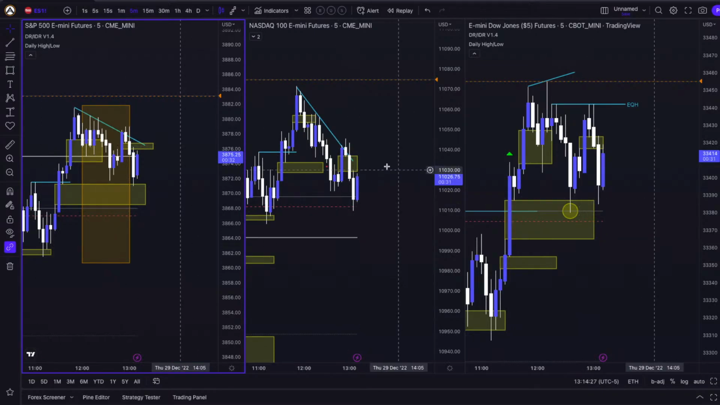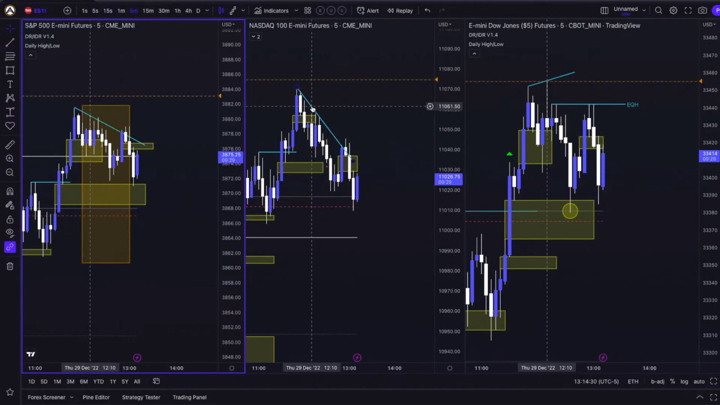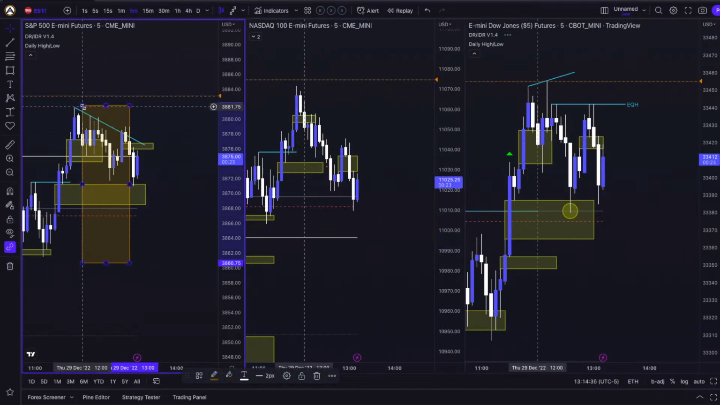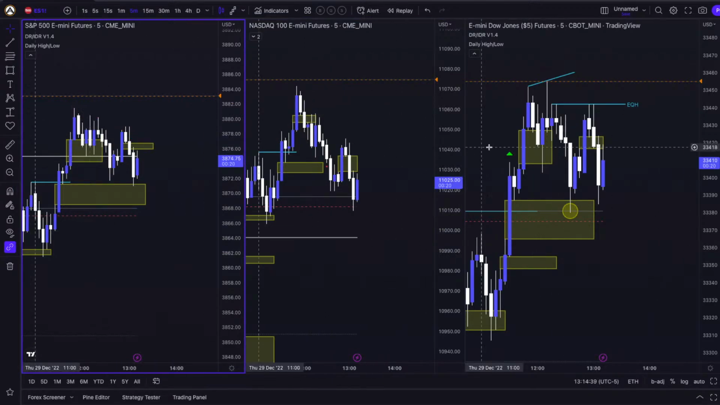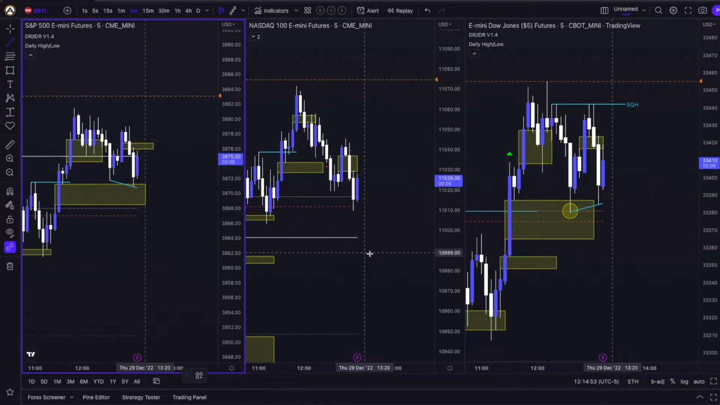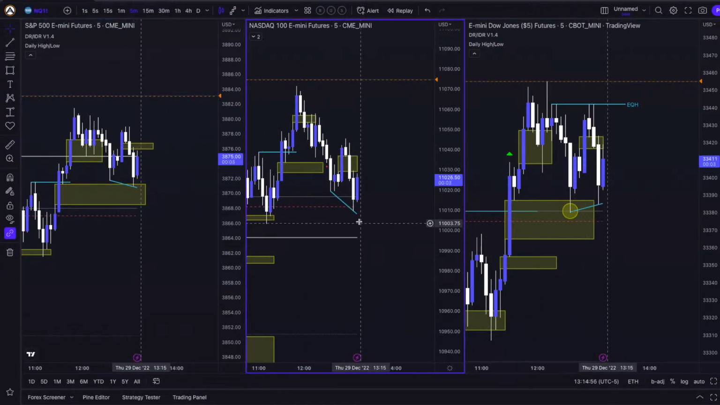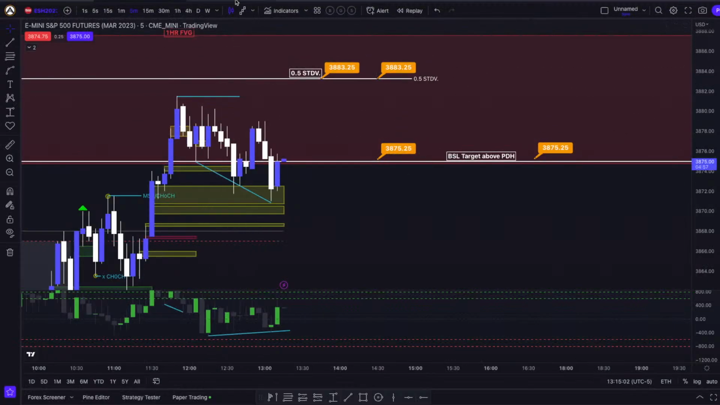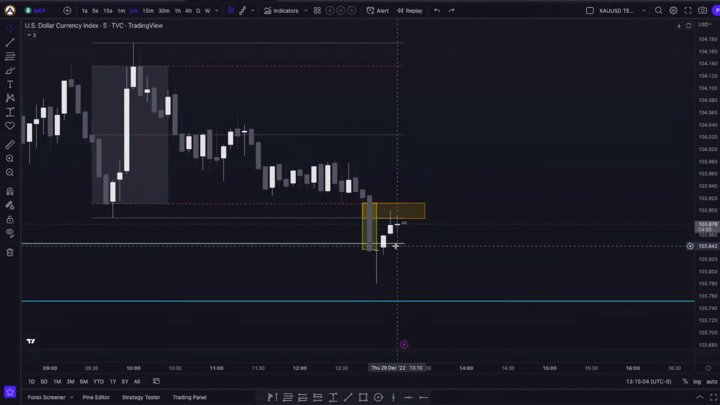SMT divergence. Yeah, there is SMT divergence because US30 did not form a lower low. Hang on, let me get rid of all those lines for a second. Right here, if we go over it, we see that US30 actually made a higher low, while NASDAQ and S&P both formed lower lows. Could be a sign of strength. Therefore, the DXY has to play along to basically not pull back further inside here.